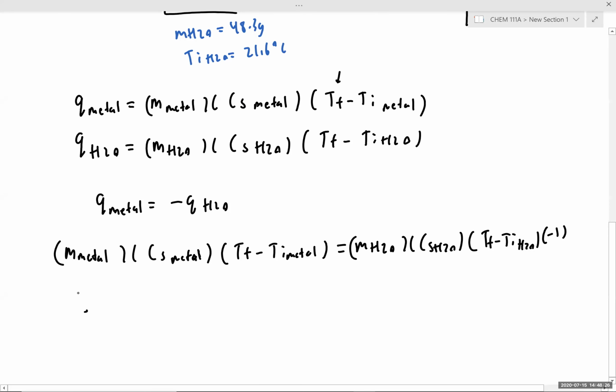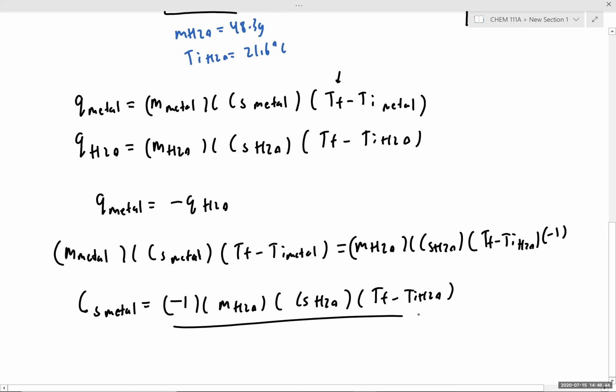Okay, so that gives us, for the specific heat of our metal, an expression where we have -1 times the mass of water times the specific heat of water times T final minus T initial of water, over the mass of our metal times T final minus T initial of our metal.